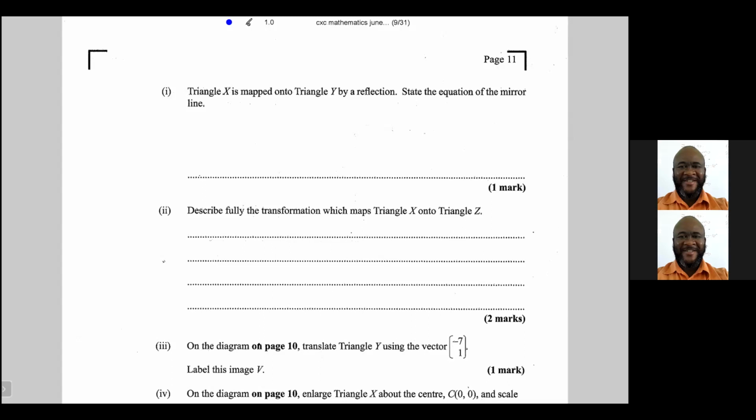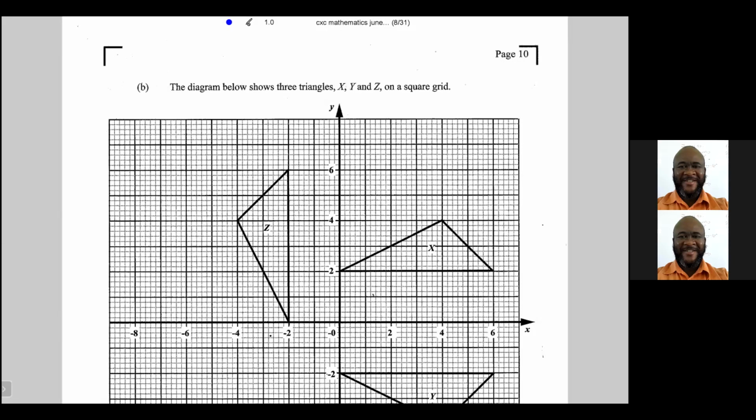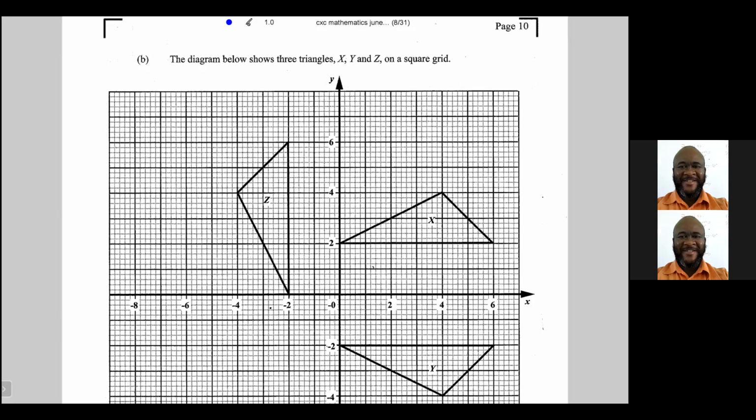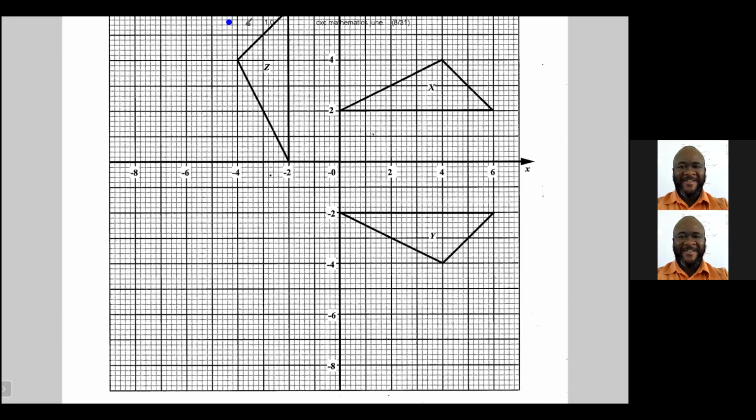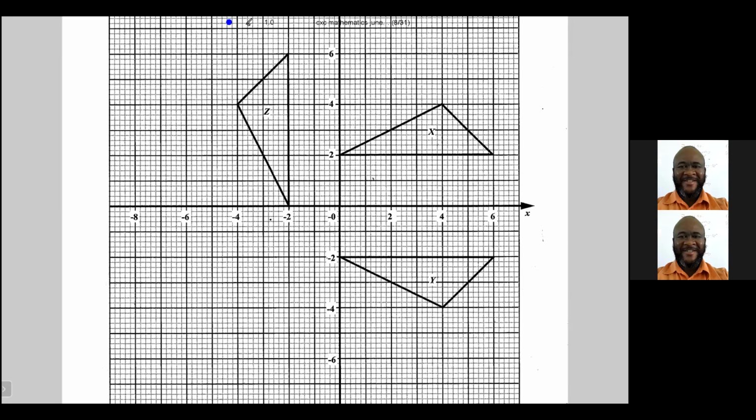So let's go back to the diagram. Look at triangle X and Y. Well, the mirror line is always in the dead middle between the two shapes. And obviously, looking at this, we can see that this is the x-axis, which is the line y is equal to 0, in the dead middle between X and Y. So my mirror line is the x-axis, which is the line y is equal to 0.